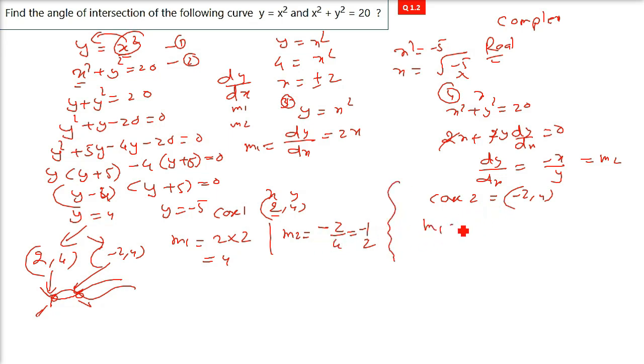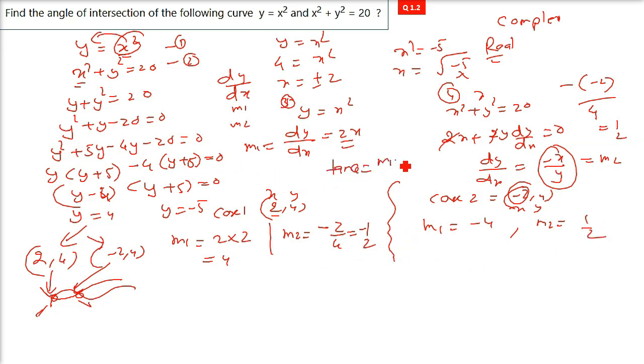The second case, m1 will be what? 2 into negative 2, because we are taking negative 2 and 4 here. So it will be 2 into negative 2, that is negative 4. And then m2 will be negative x by y. So you have to take negative 2 and 4 in this case. So negative will become positive. It will be half. Okay. So m1 and m2 is now known to us.